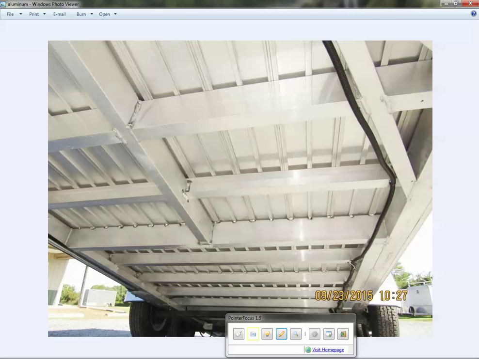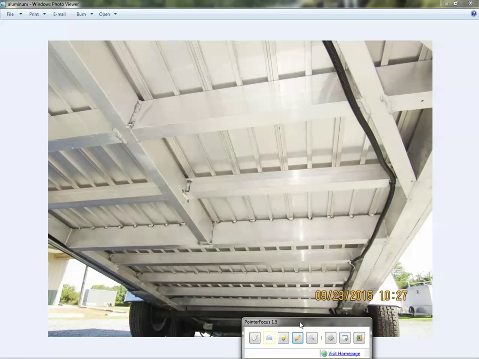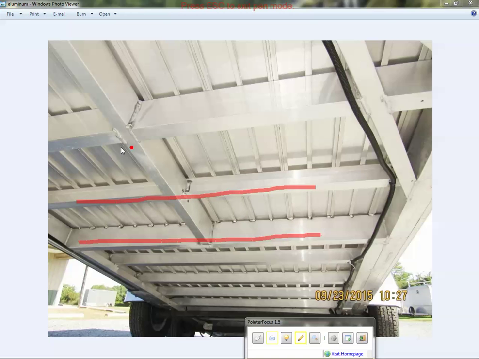So the next one that we're going to look at is an all aluminum trailer, or at least the cross members underneath are aluminum. So we're not really focused on the floor, the portion that the horse stands on, but we're really talking about the bracing underneath as to what holds the trailer together. And you'll notice that all of these cross members are aluminum on this particular trailer.